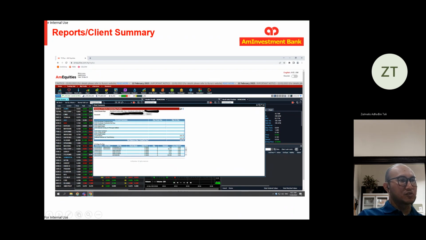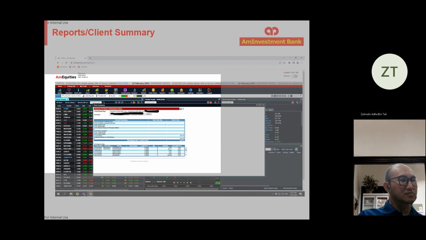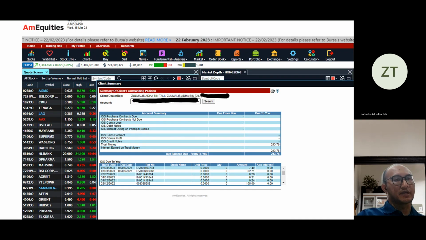All right. Let's go to reports, client summary. If you do have any purchase or selling order which is done, you can view whatever outstanding contract under outstanding or due to you here under this column. You can check it. Just go to reports under client summary. It will show you everything, including how much money is in your trust account.